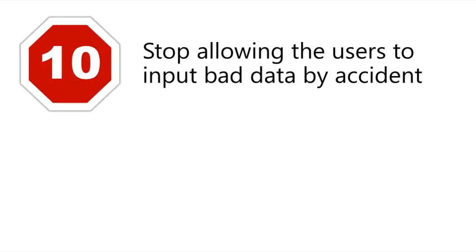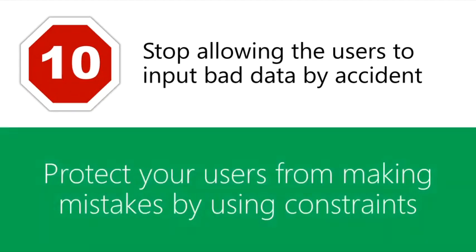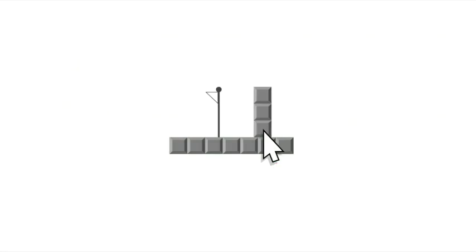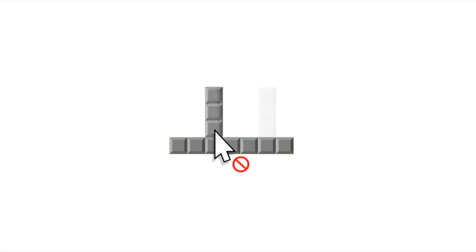Number 10, stop allowing the user to input bad data by accident. Instead, protect your users from making mistakes by using constraints. What do I mean by that? I mean making it physically impossible for the user to make mistakes. To understand this, let's look at an example from the real world.